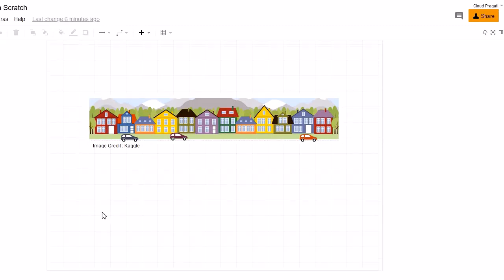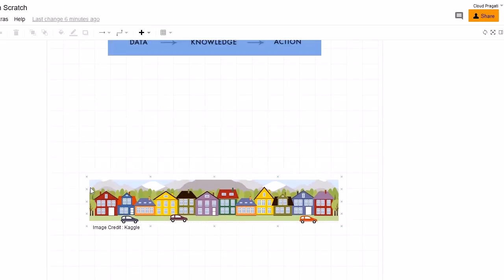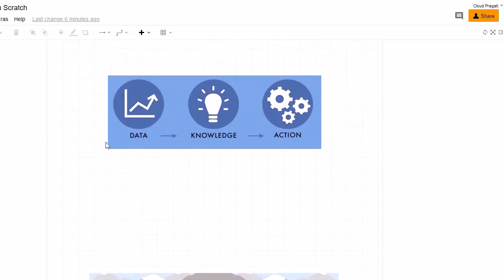So now we have understood what data actually is, what the use of data is, how data becomes knowledge, and how knowledge is very helpful to take the right action. So on this note, I am stopping over here.